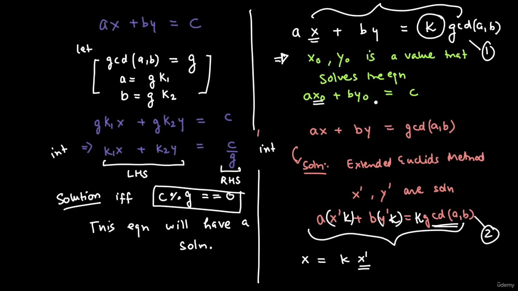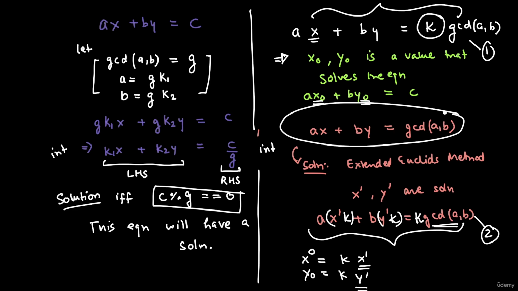Or let's say the value of x naught. X naught is a solution, okay? X naught is nothing but k times x dash, and the value of y naught is nothing but k times y dash, where x dash and y dash are the solutions from this particular equation. Once we know those solutions, we can easily find out the solutions for this equation as well. They are nothing but k times the solutions of this particular equation, okay?